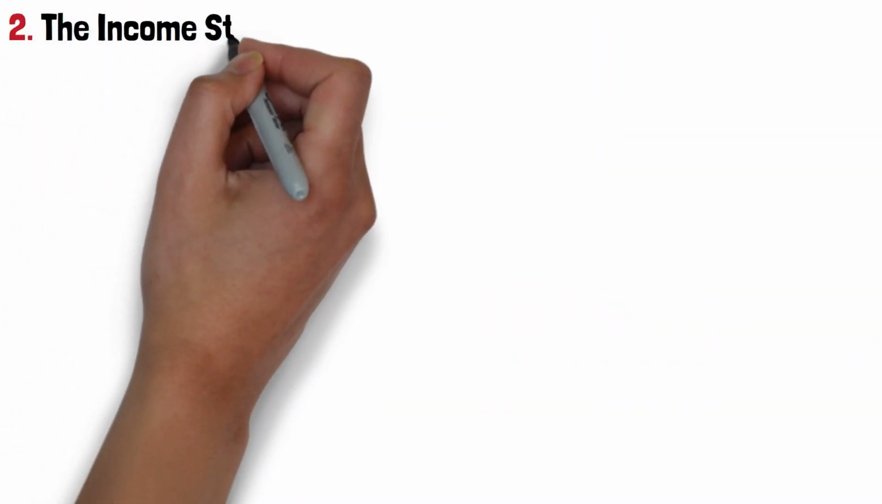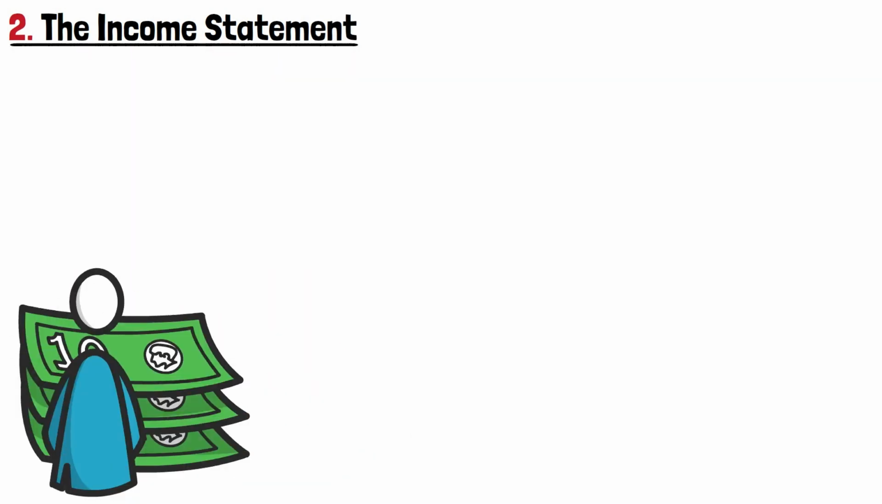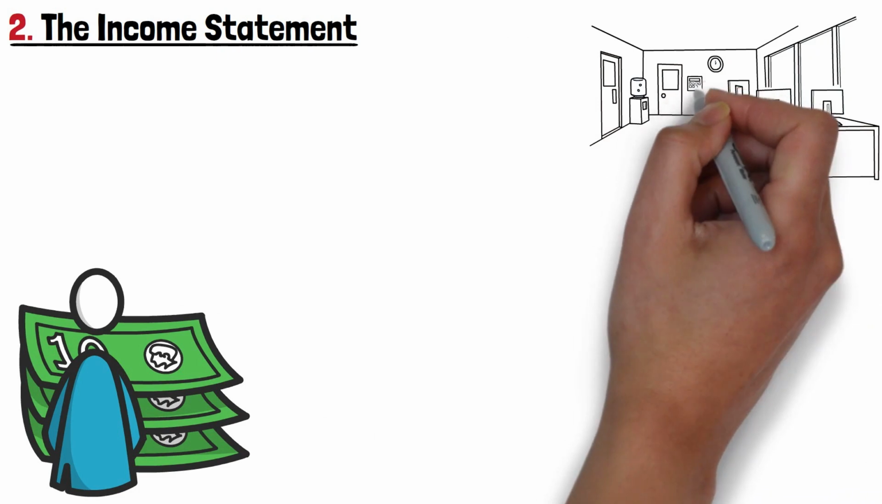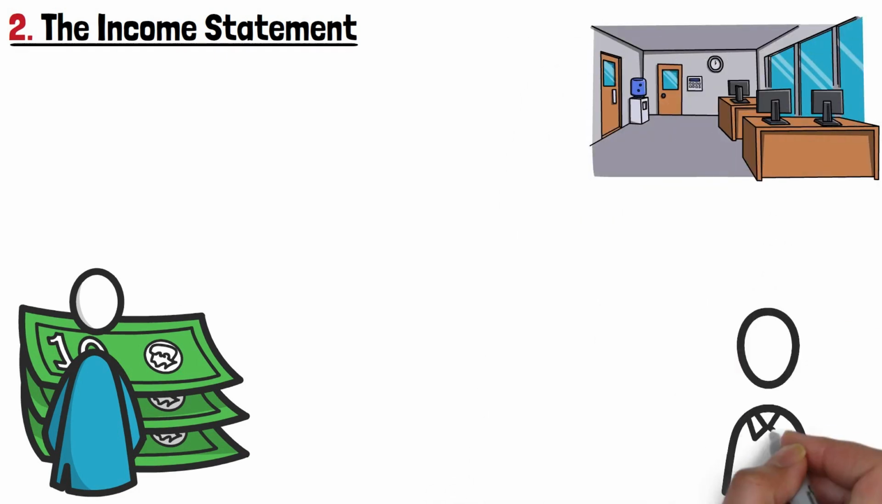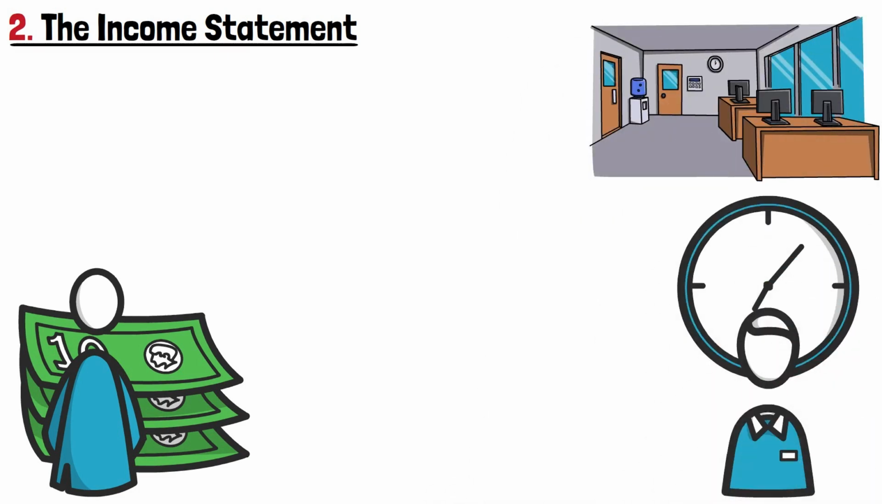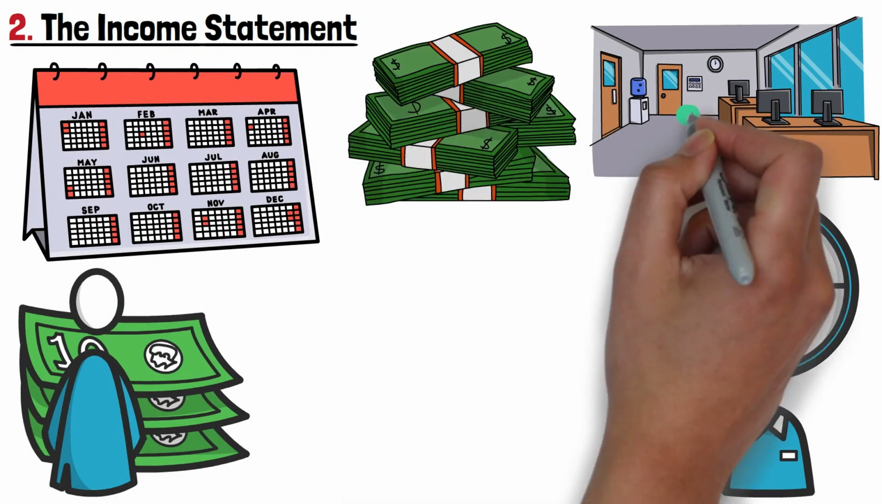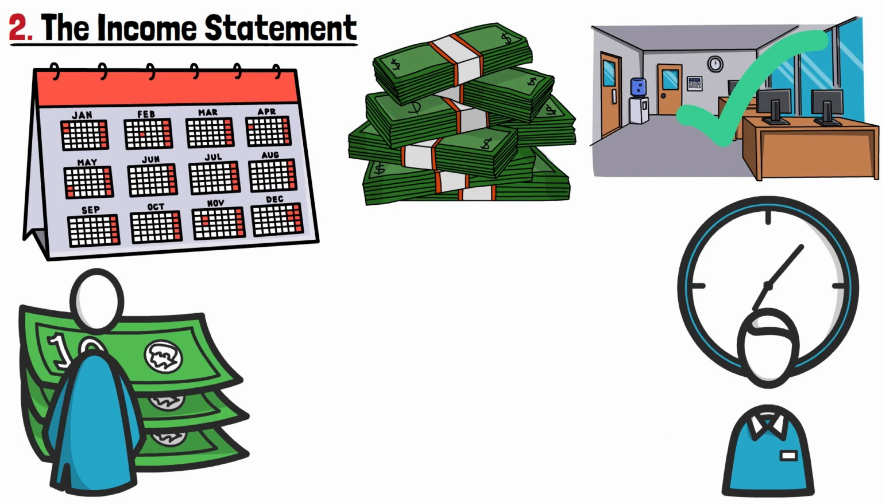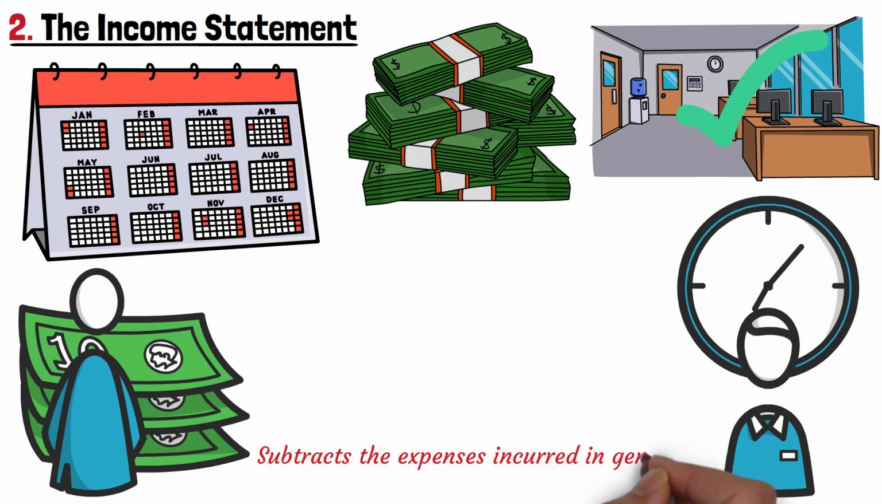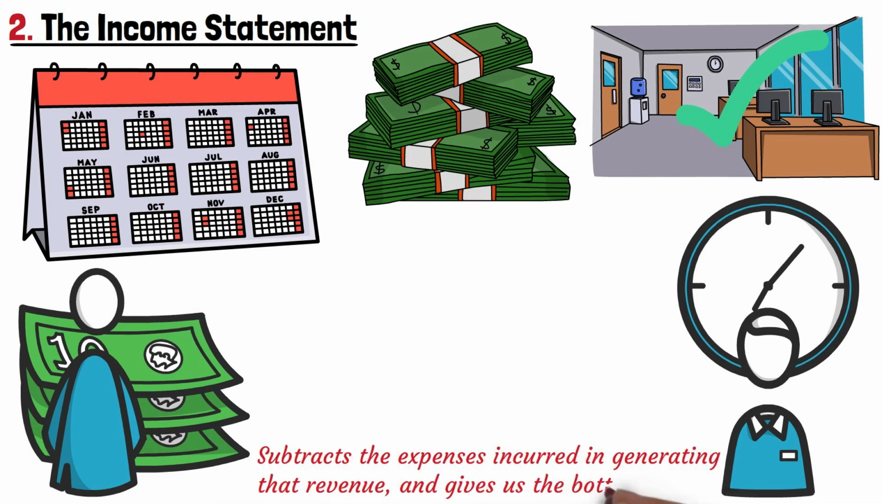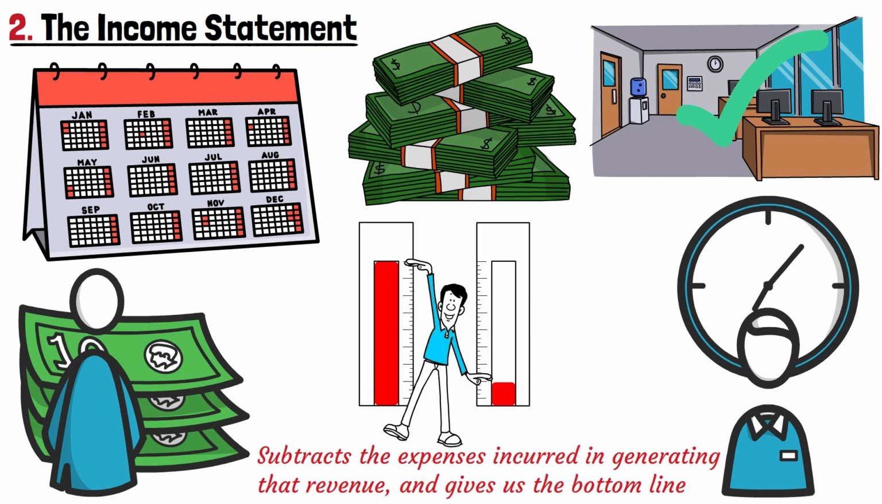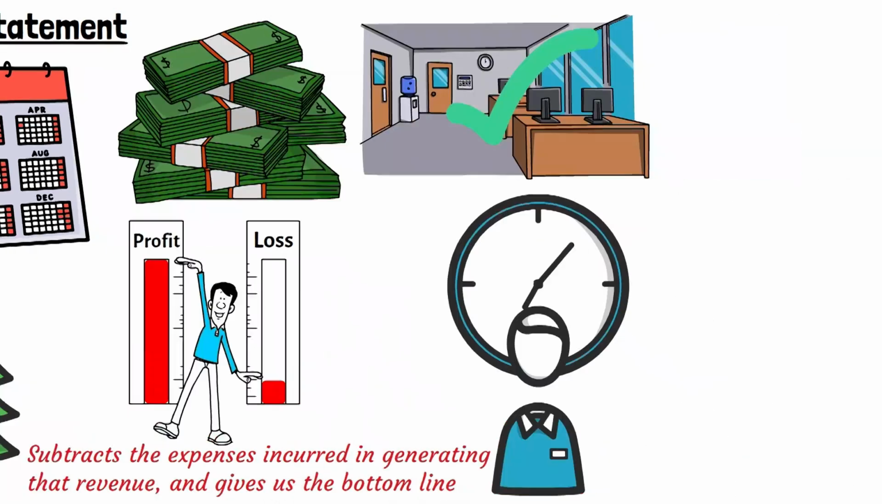Number 2, the income statement. Next up, we have the income statement. This document provides a summary of a company's financial performance over a period of time, usually a quarter or a year. It shows how much money the company made, aka revenue, subtracts the expenses incurred in generating that revenue, and gives us the bottom line, the profit or loss.